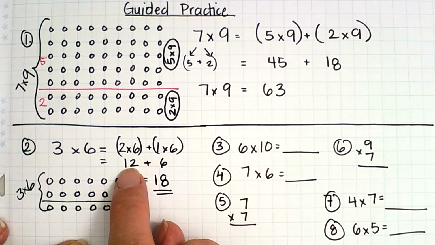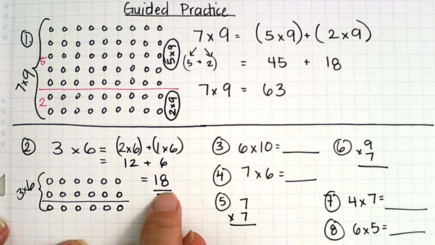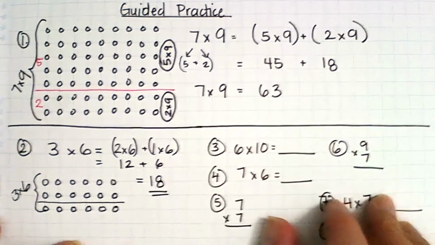I know 2 times 6 is 12. 1 times 6 is 6. 12 plus 6 is going to give me 18. So she has 18 slices of pie in all 3 pies.